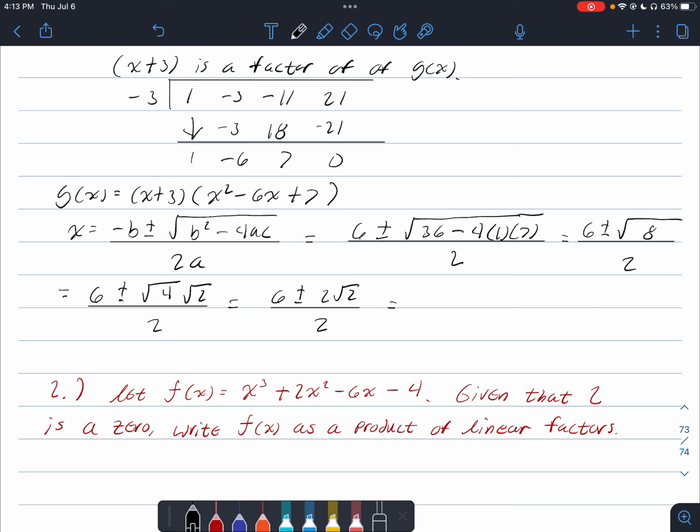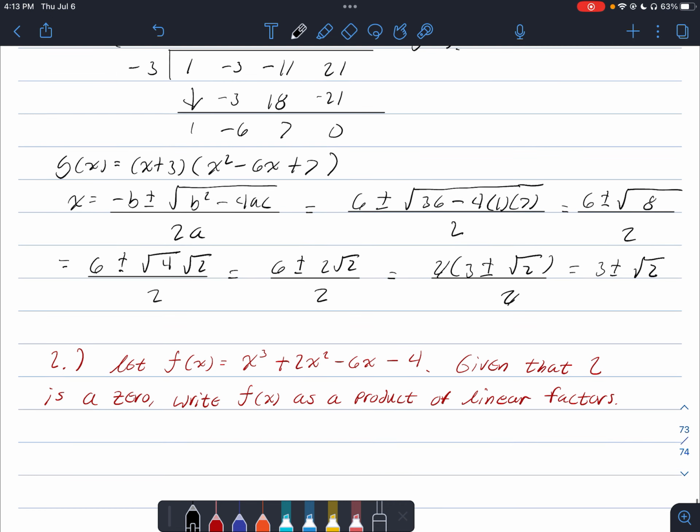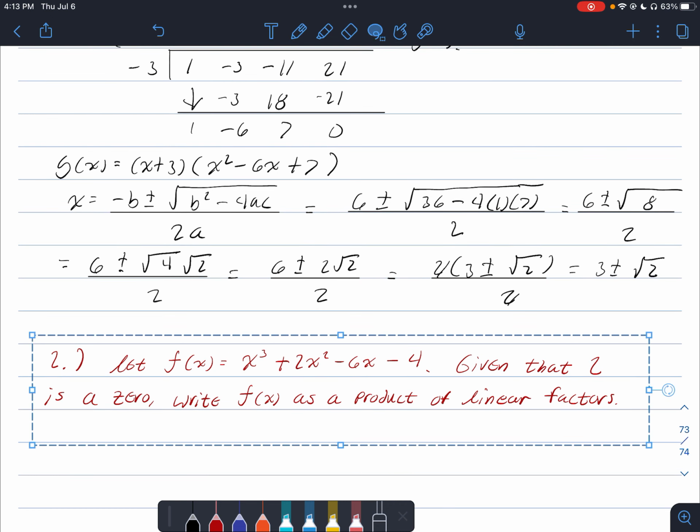Okay, and we can pull a 2 out here. So we'll have 2 times 3 plus or minus the square root of 2 over 2. These will cancel, and we get 3 plus or minus the square root of 2. So that means that, so I guess now we can go ahead and move all of these down.